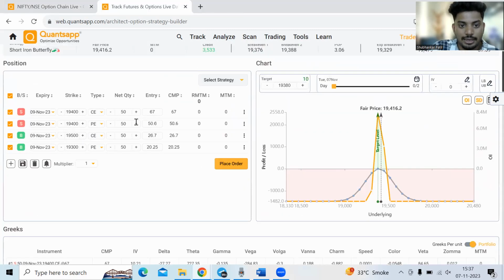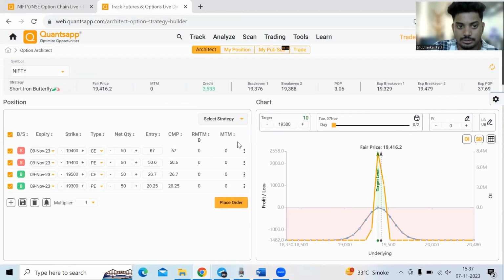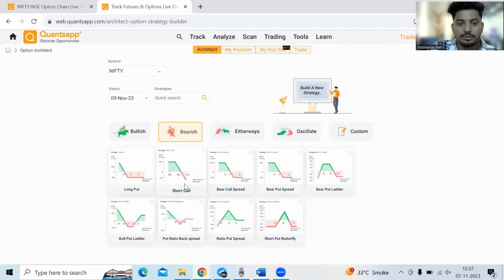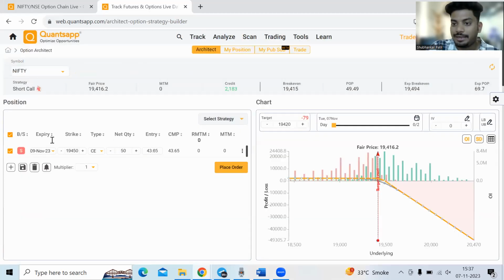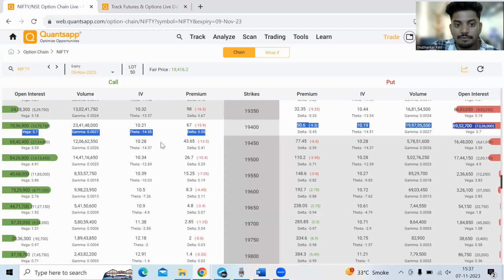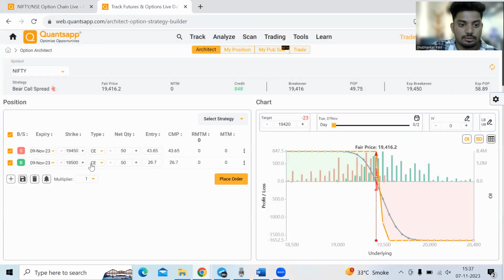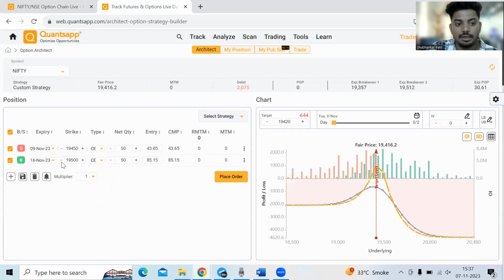That will create a calendar spread. So let me just recreate the strategies. Let's say delete legs. Okay. So let's say short call. Now why am I doing this? Because I know that the theta will decay from the current expiry much faster. That is the reason I'm selling the current expiry 19,450 strike price call. Okay, and the next expiry I am buying it.